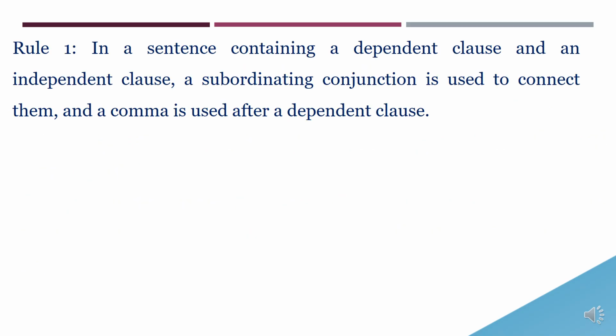So, basically, there are two rules that you need to remember with respect to commas and subordinating conjunctions. First rule: in a sentence containing a dependent clause and an independent clause, a subordinating conjunction is used to connect them, and a comma is used after a dependent clause.